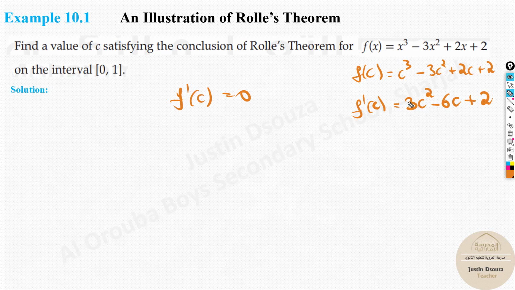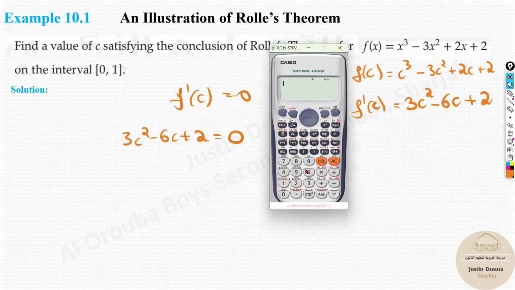So now let me write it over here. It is 3c squared minus 6c plus 2 equal to 0. Now how do you solve this? You can use the factorizing method, or I'll just use the calculator directly and solve it here. Input the values 3, minus 6 and 2. The values are x1 is 1.58, and there is one more value which is 0.42.